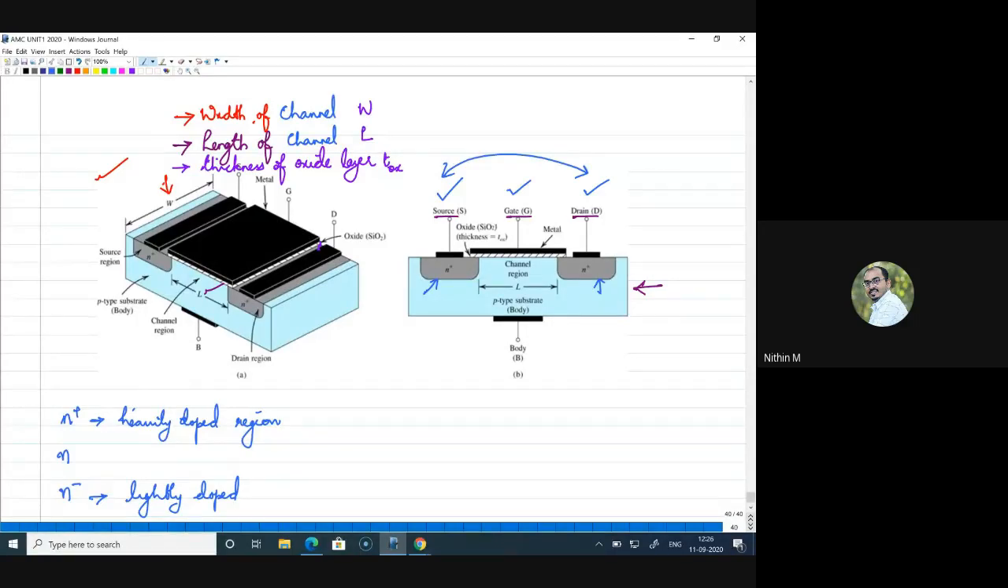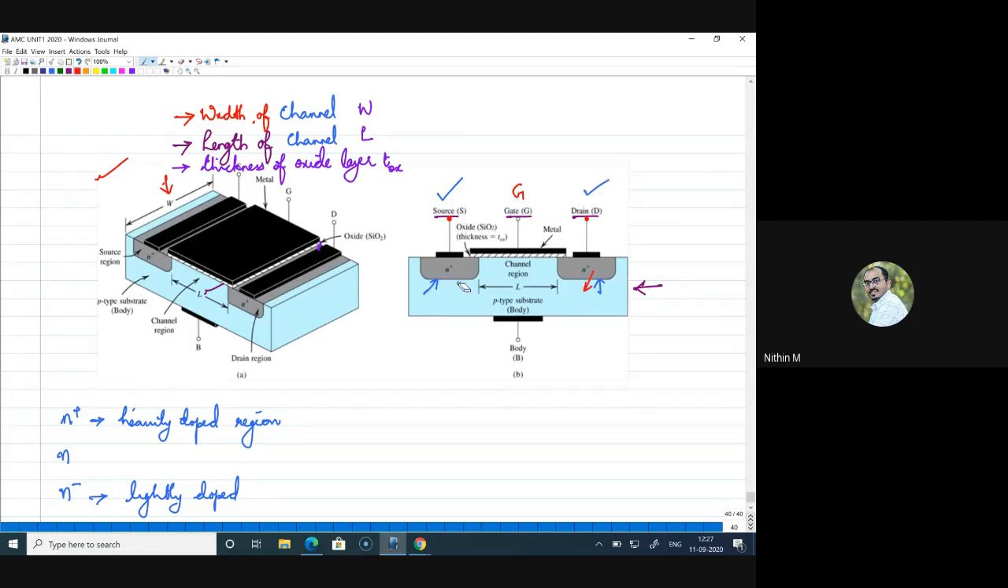Now, since gate is controlling the current flow between source and drain, right? So since this gate terminal is controlling the current flow between the source and drain, generally we are not expecting any current flow between these junctions.